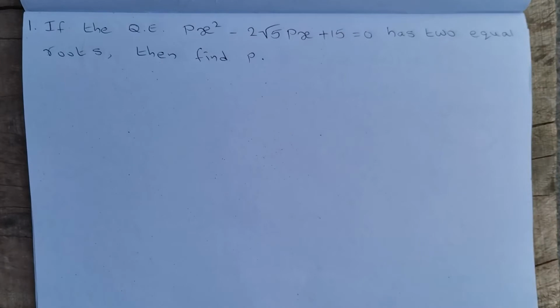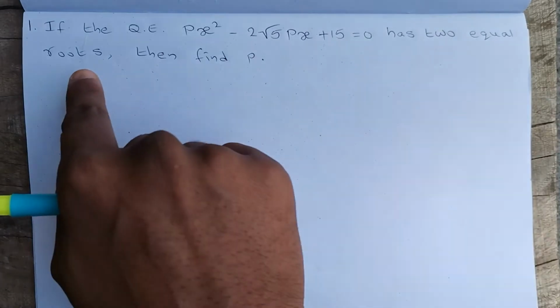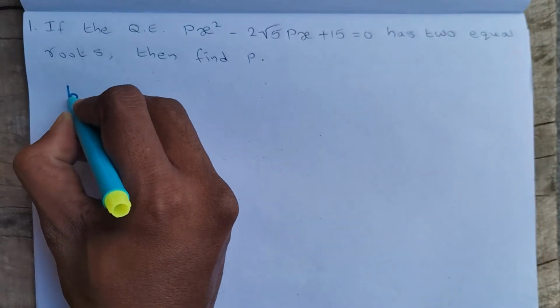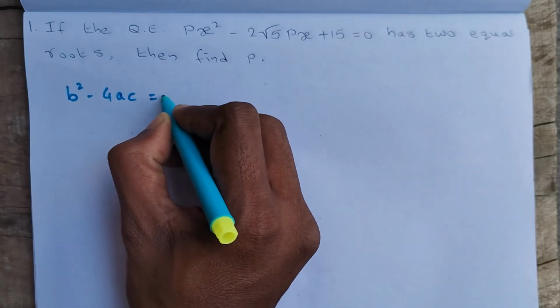Okay, the first question is, if the quadratic equation px square minus 2 root 5 into px plus 15 is equals to 0 has two equal roots, then find the value of p. Here we have a quadratic equation and he clearly mentioned that it has two equal roots. So what is the condition we have? If any quadratic equation has two equal roots, then b square minus 4ac equals to 0.